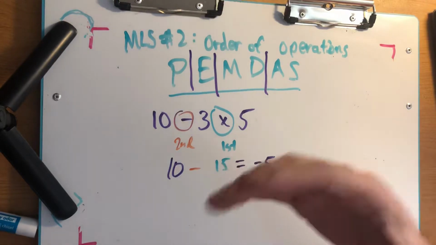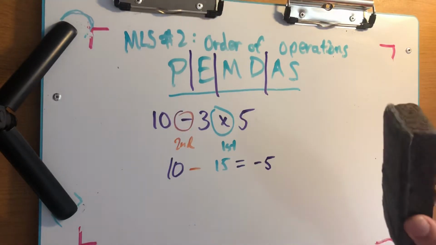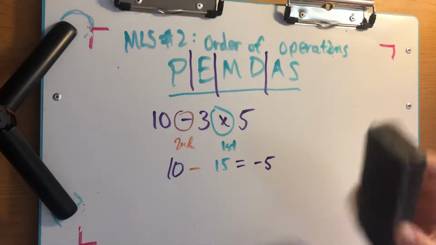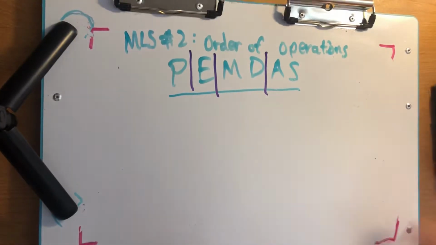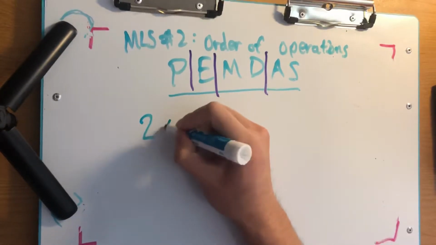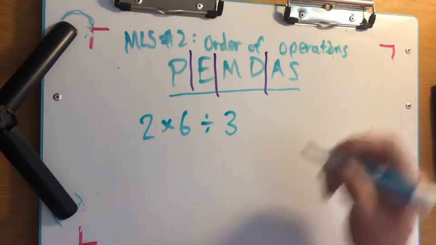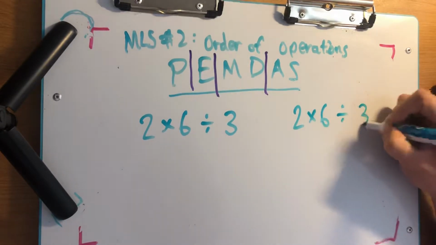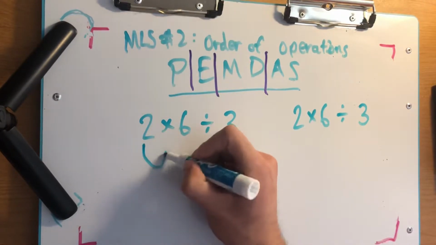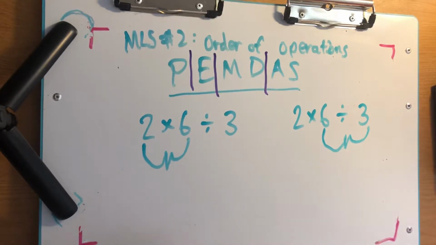But then the next step is, what if we have multiplication and division and we're like, oh man, do I have to do multiplication first? I'm going to show you exactly why we don't. Let's see. 2 times 6 divided by 3. And I'm going to write over here the same thing. 2 times 6 divided by 3. Let's say over here we decide to do this first. Over here we decide to do that first.